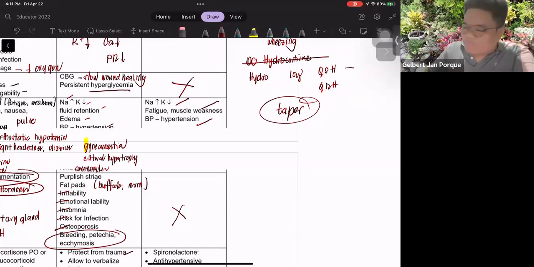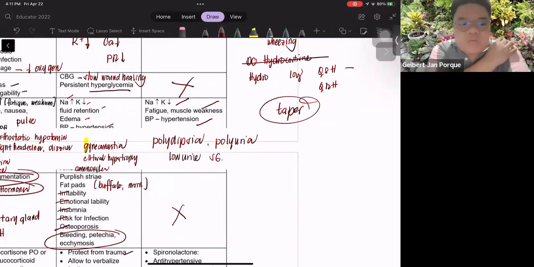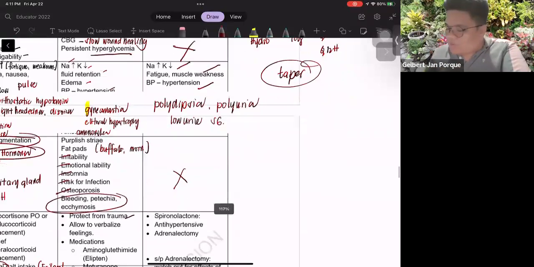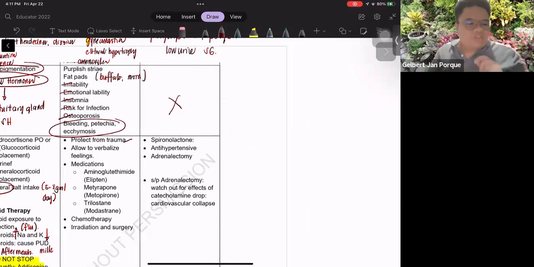Now class, because of this, your patient may have polydipsia. Another sign, class, is polydipsia. And then class, the patient would also have polyuria. And then class, your patient would have low urine specific gravity. Okay, these are among the additional signs and symptoms that your patient would experience. Now, let's go to the management. Class, you give your spironolactone. Okay, take note, class, when I talk spironolactone, is it potassium sparing or potassium wasting?